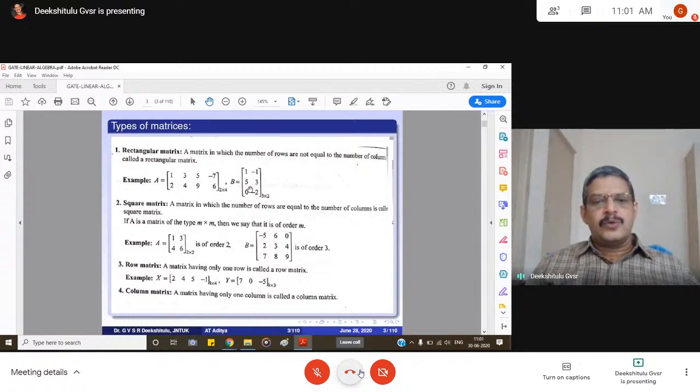Here, how many rows? 1, 2, 3. How many columns? 2. So it is a 3 by 2 matrix. If the number of rows and the number of columns is the same, then it is called a square matrix. So a 2 by 2 matrix, a 3 by 3 matrix.